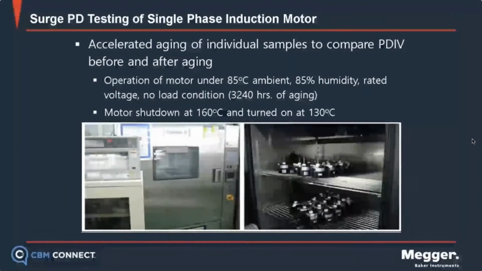Then there was accelerated aging of individual samples to compare PDIV before and after aging. Looking from a quality perspective, the other tests weren't showing anything under aging tests and high stress environment testing, but we wanted to see whether partial discharge shows an increase before and after aging. The first thing is more of a QA initial test, and this one asks, as the insulation ages, does partial discharge show any changes over time?